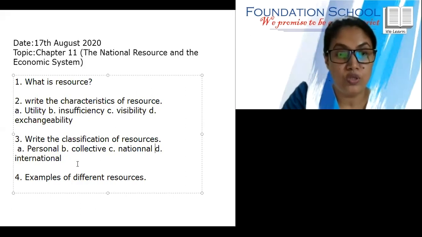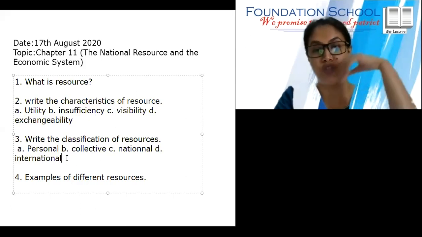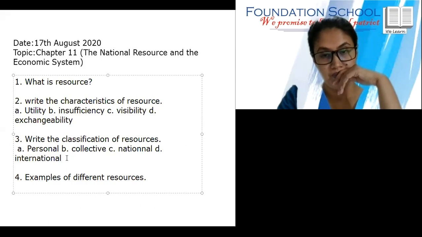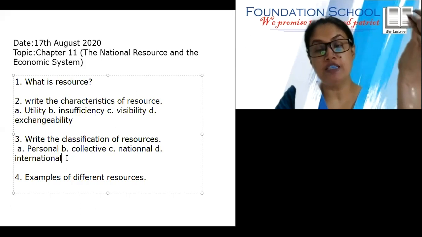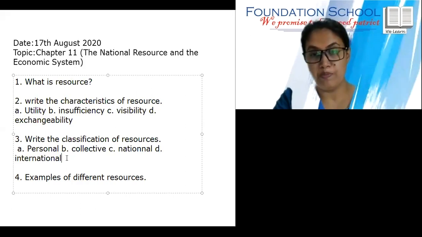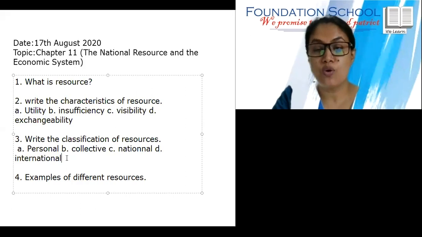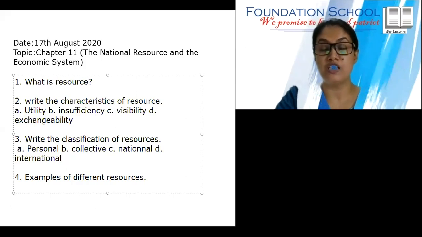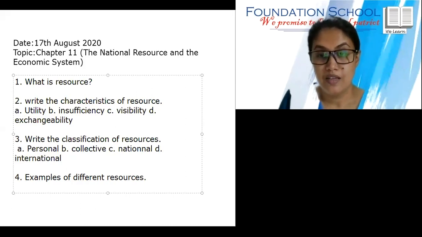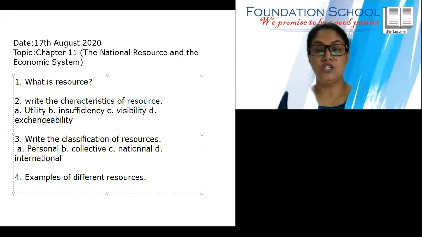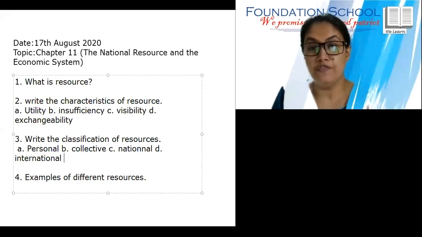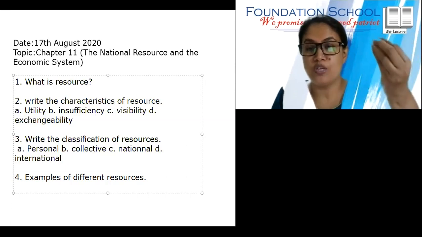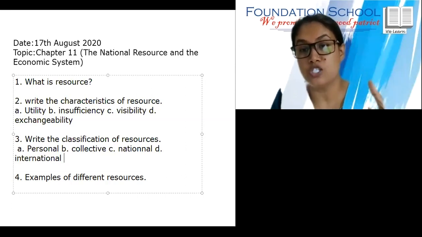Now we'll go to the international resource. What is called an international resource? The resource which does not belong to any state. It's for all people in the world. Suppose we can give the example of oceans: the Pacific Ocean, the Atlantic Ocean. These all are international resources. Suppose we give the example of any invention, like the computer. This is not a personal resource or a national resource. This is an international resource.